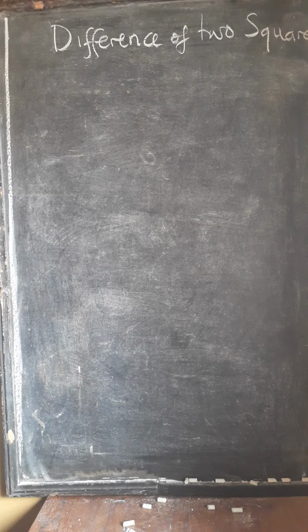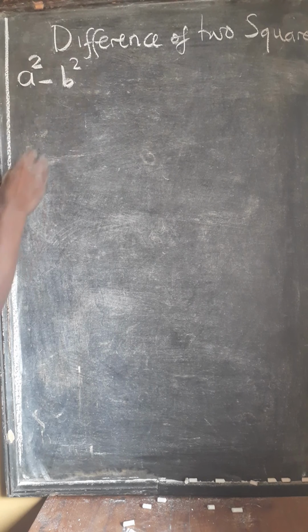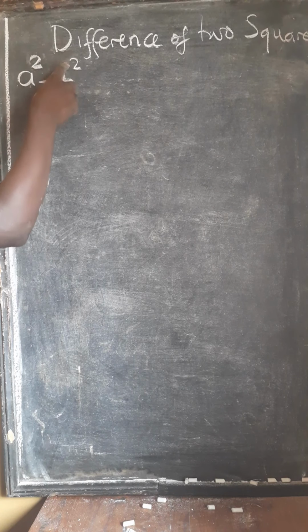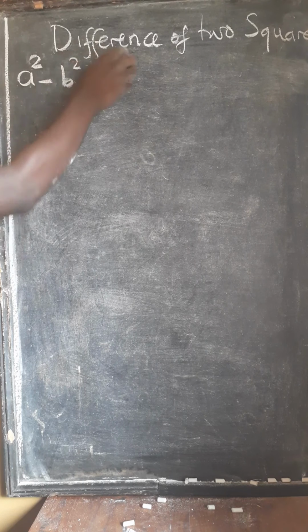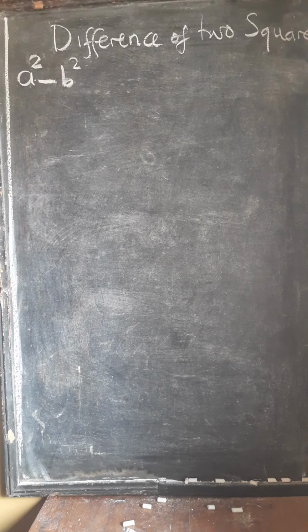Okay? When we're given something like a squared minus b squared, this is called a difference of two squares. We have got a square and a square, which is two squares. The difference is this minus here. You know that the difference is the answer that we get after subtraction. So how do we factorize such an expression? That is what we're going to look at.